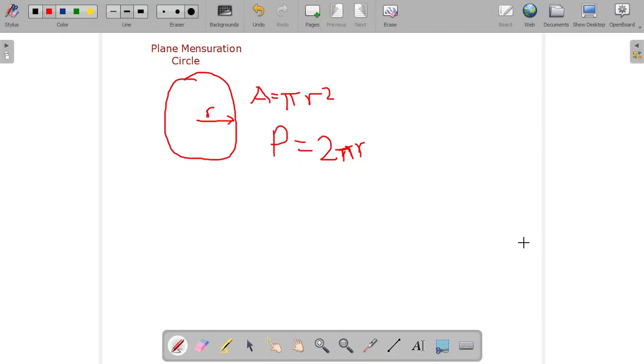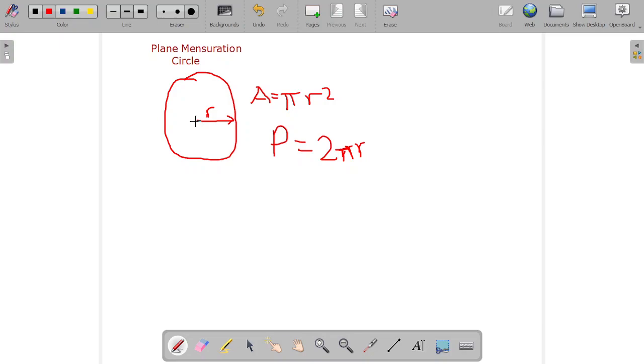Let's begin with circle or the plane mensuration. So here is the diagram of a circle. It's a plane shape as we discussed earlier. So the circle has some things we need to identify in it.